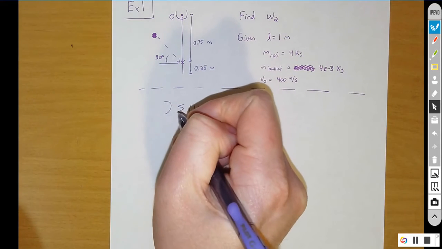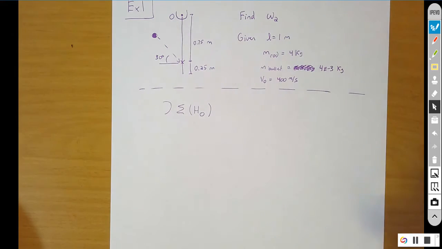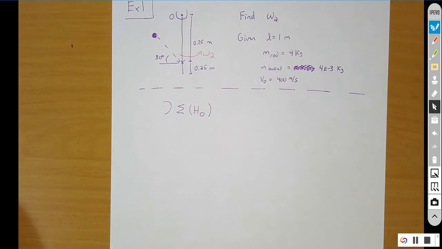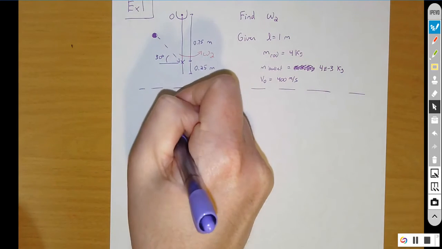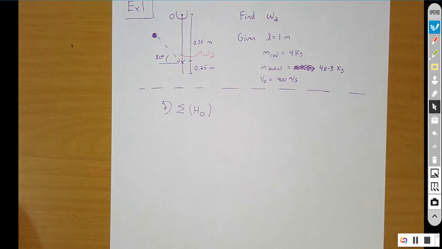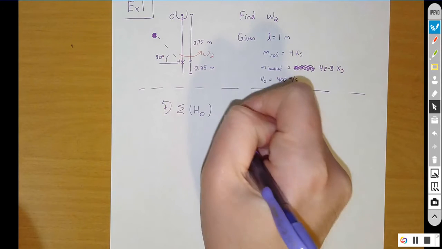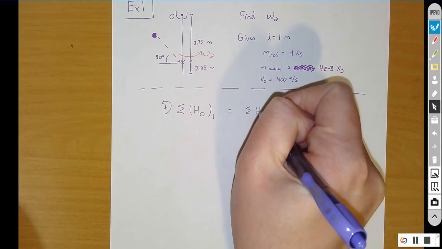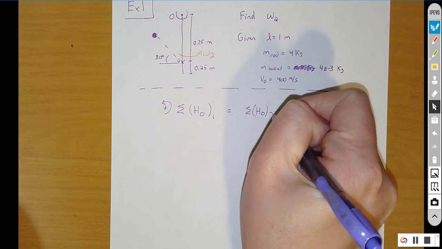We're going to assume that this is going to kick up this direction, so our omega 2 will be that way. So let's make our assumed positive direction the same way, the counterclockwise direction. It'll make it easier for us. So the sum of H_O at 1 equals the sum of H_O at 2. So this is a summation.